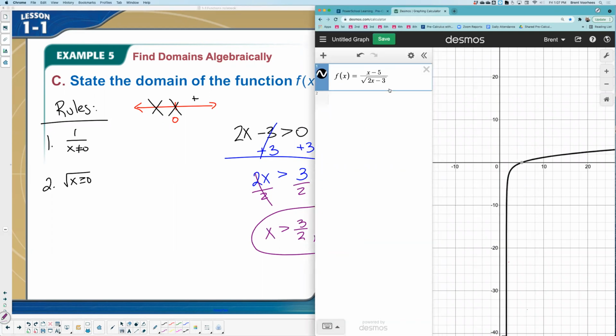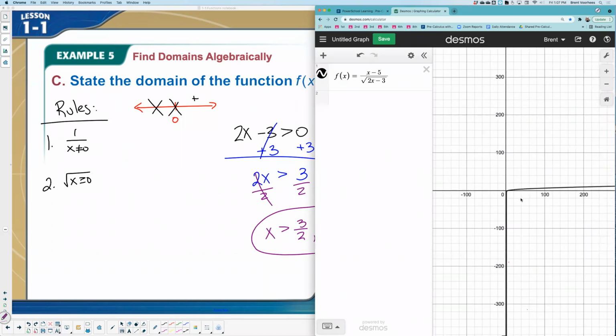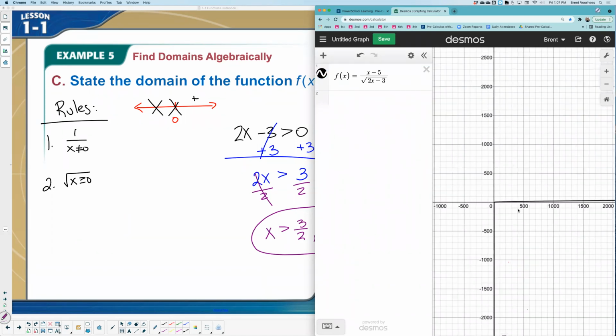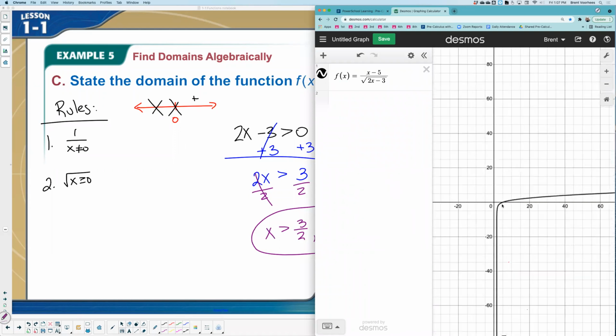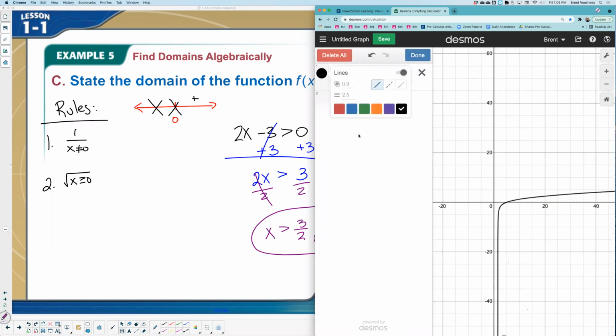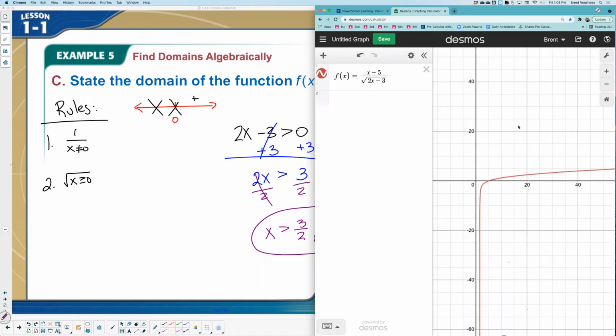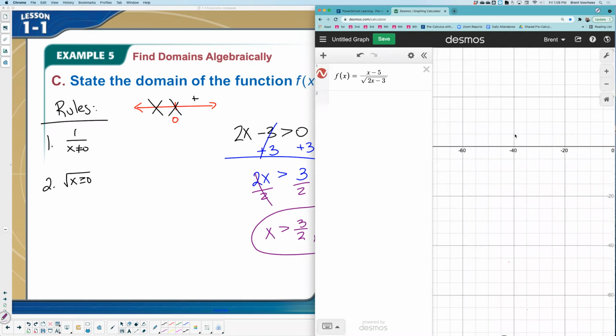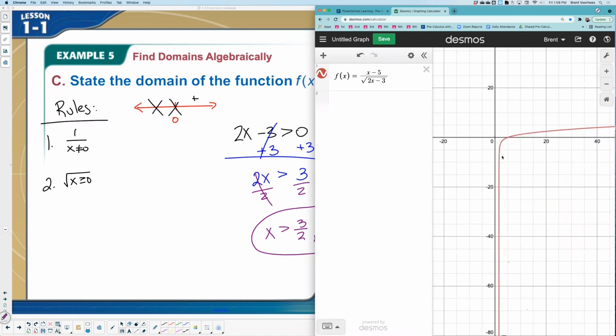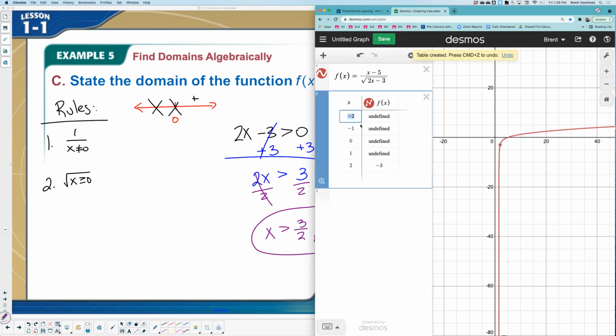Okay, here's this crazy graph. I want you to look at it. This graph does go on forever to the right, but it doesn't go forever left. I'm going to change the color. All right, looking at this graph, does it go to the negative side? No, we know it doesn't go left of 0. This says it doesn't go left of 1.5. Let's check that out by the table. Does it exist at 1? Does it exist at 1.5? No, we said it has to be bigger than 1.5.